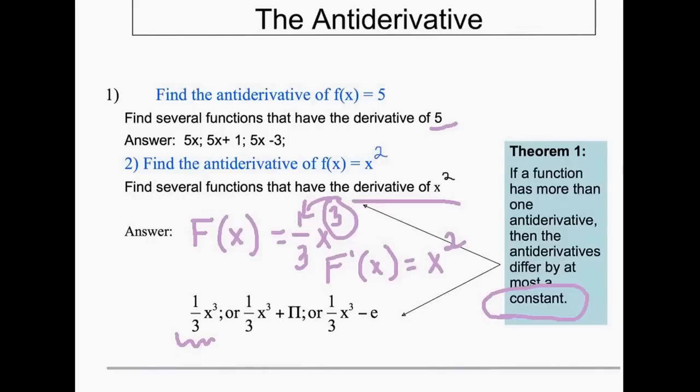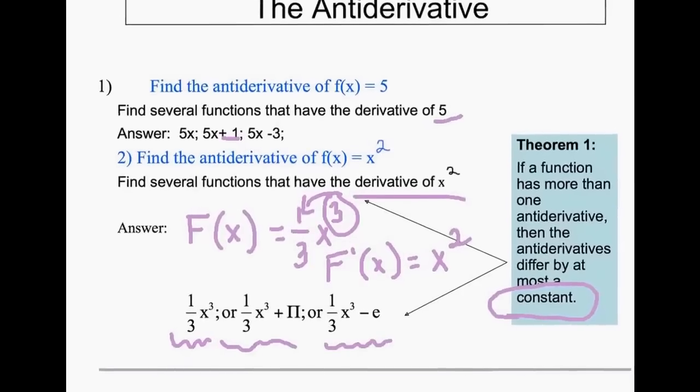If you look at the first one, where the derivative of a function was 5, we could have had a number of different functions that would have given us a derivative of 5, and the only thing that would have been different between those functions is the constant at the end. The same thing with the second one, 1/3 x cubed plus pi perhaps, or 1/3 x cubed minus e. So take a look at these, study this for a second or two, and then we'll go on and look at how we work with this.